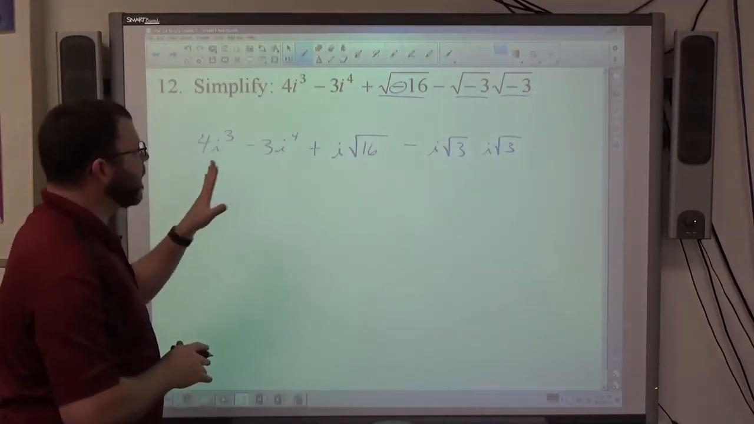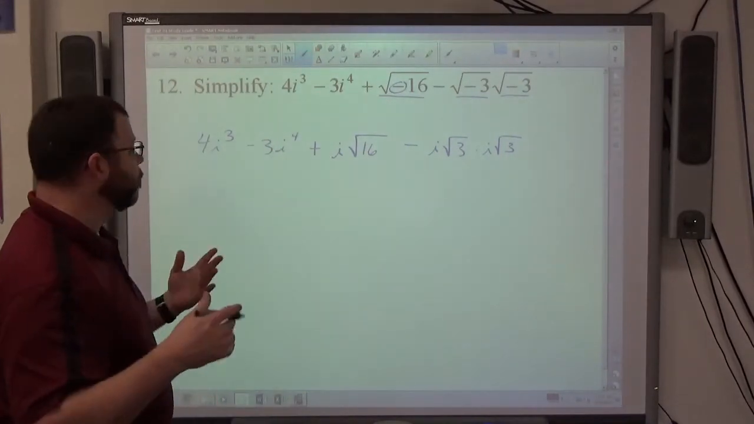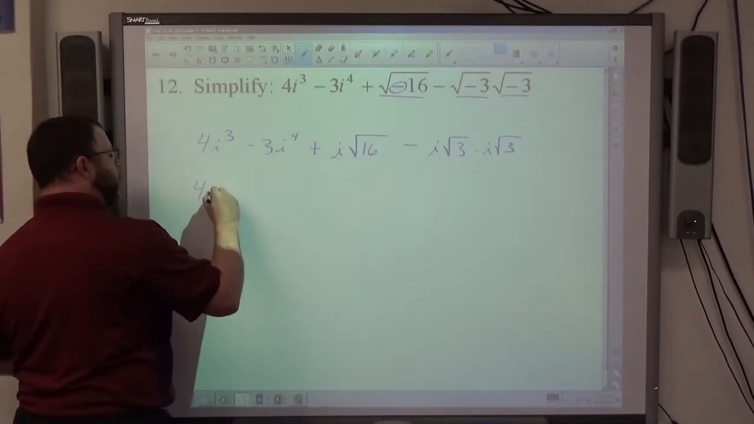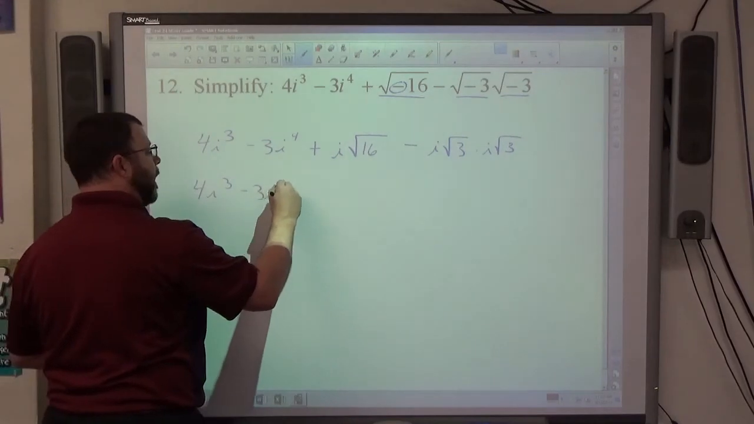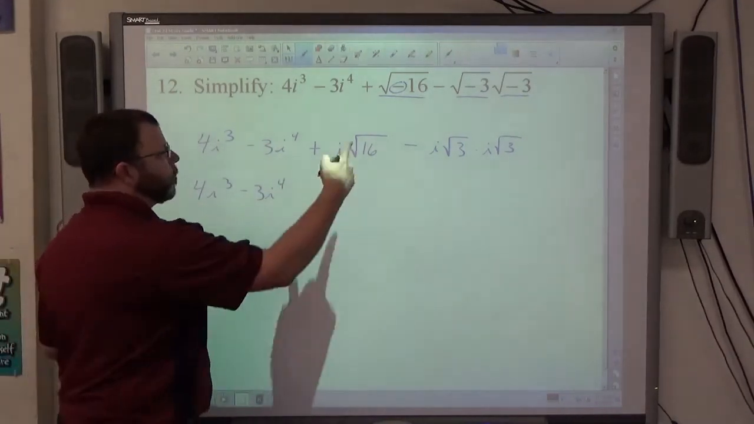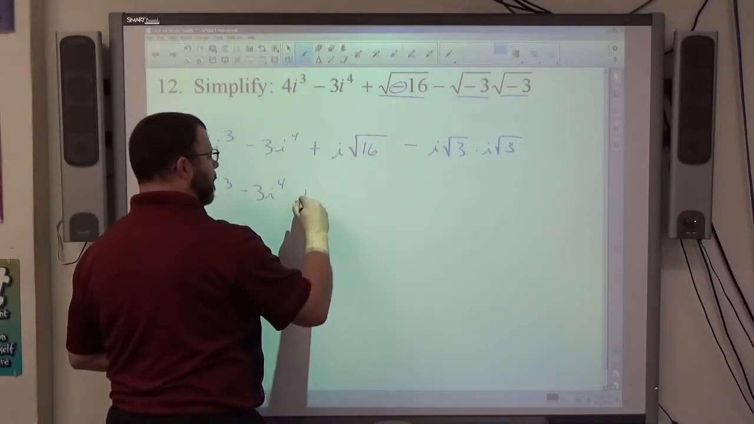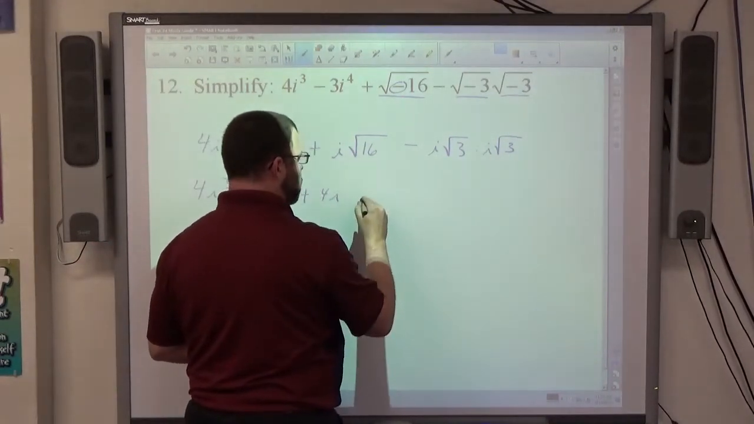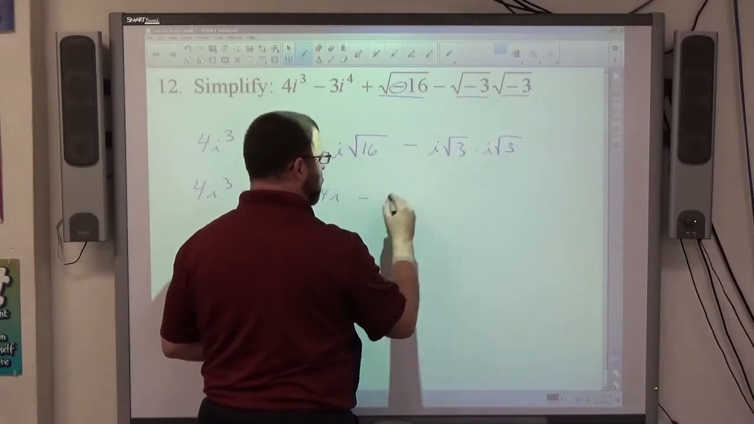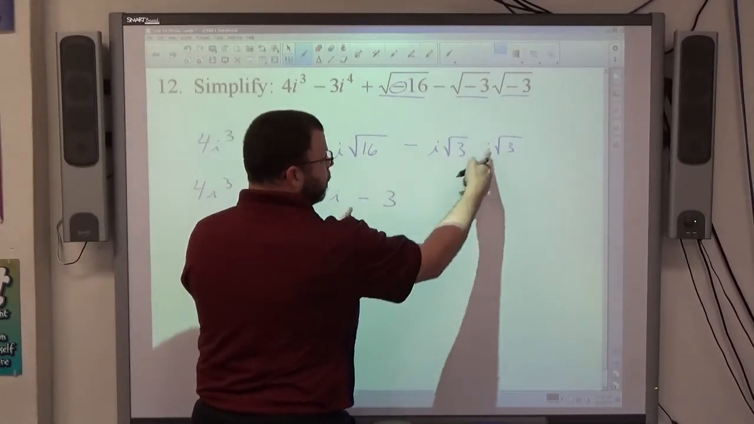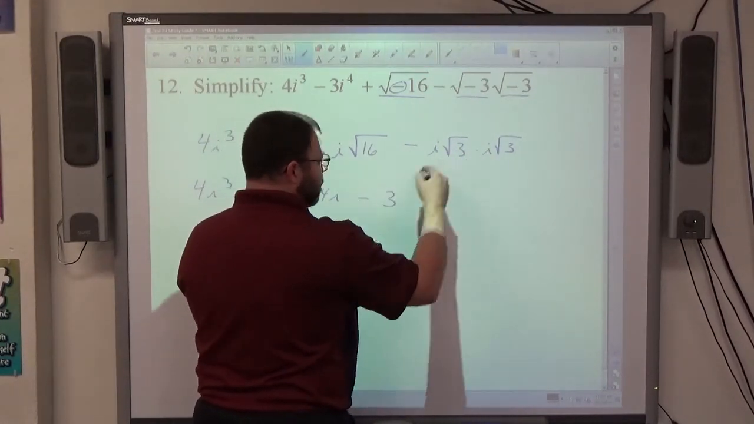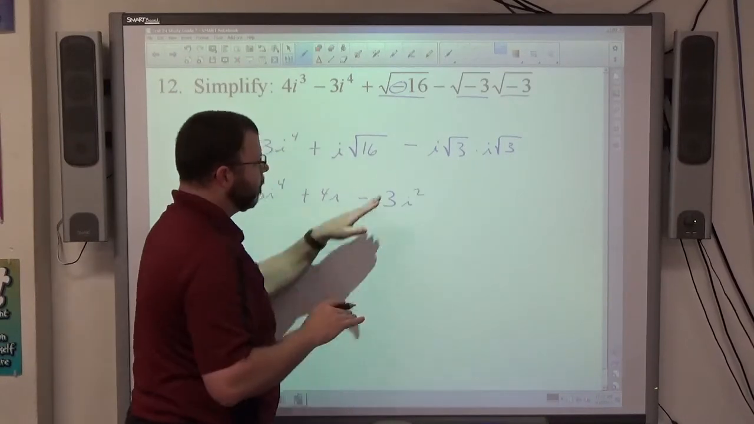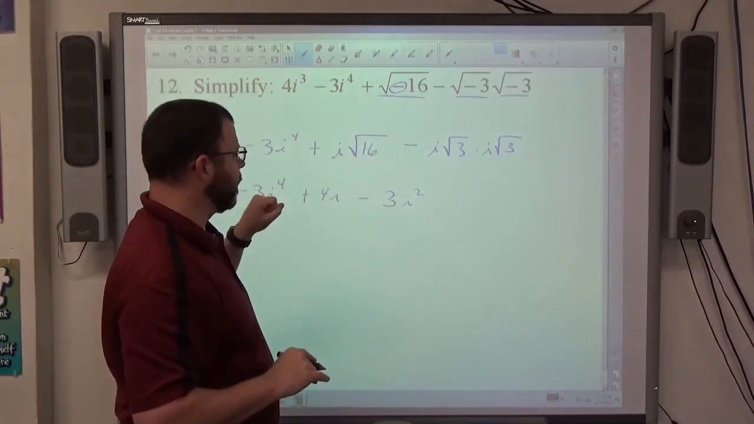All right. Next, I deal with the radicals. If I can simplify them, I should. So this is going to stay 4i cubed for now, minus 3 out of the 4th for now. I'll deal with those in a moment. Square root of 16 is 4 being multiplied by i, so plus 4i. i times i makes i squared, and square root of 3 times square root of 3 makes 3, still minus. i times i makes i squared. Okay? This sign's not affected by all the stuff I'm doing here.